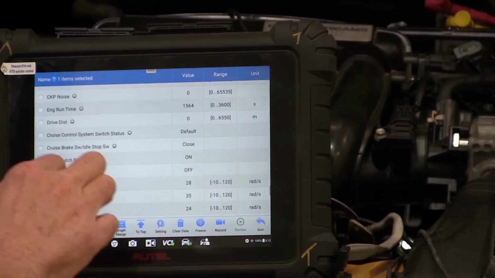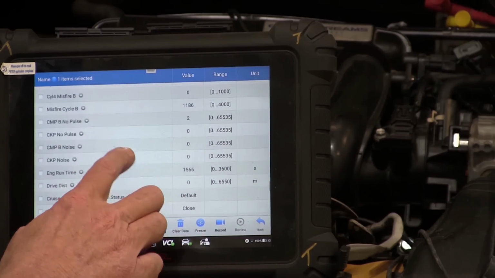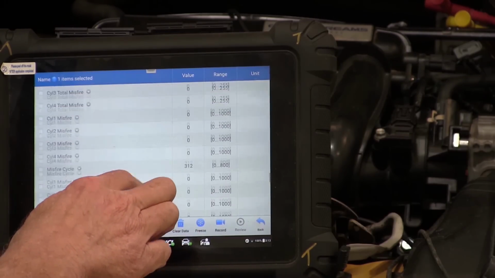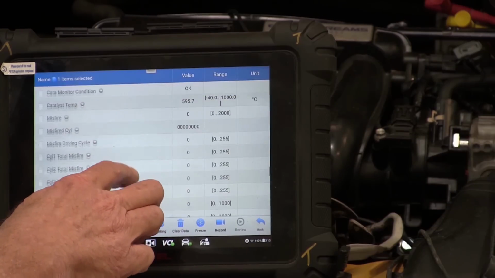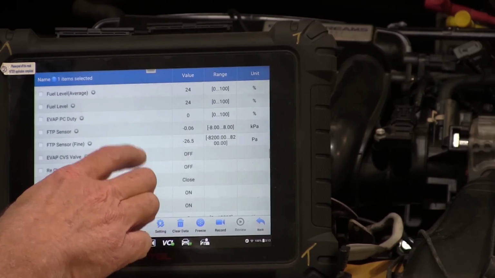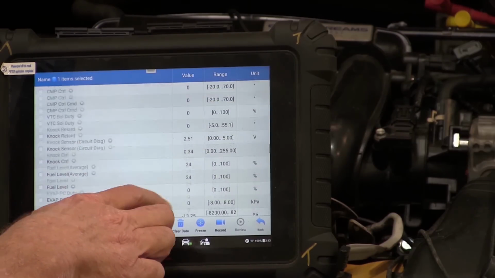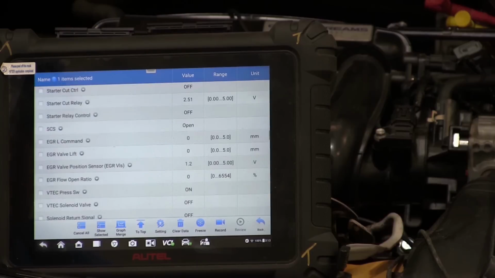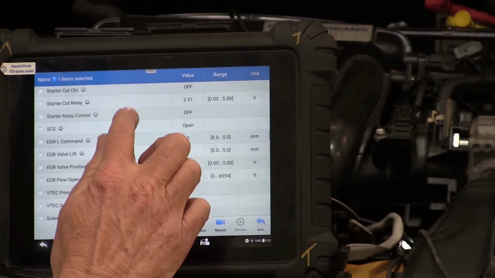So I don't see anything in any list that says anything about alcohol content. So this has something wrong with the PCM, so I need to check the powers and grounds. Something's going on with the PCM to cause this problem, because this is definitely a command problem.